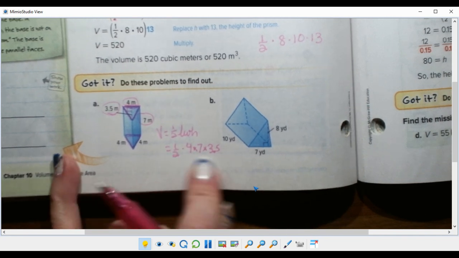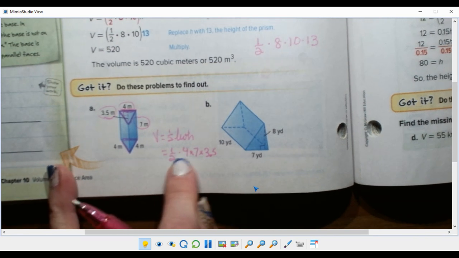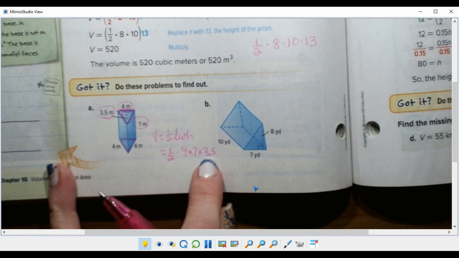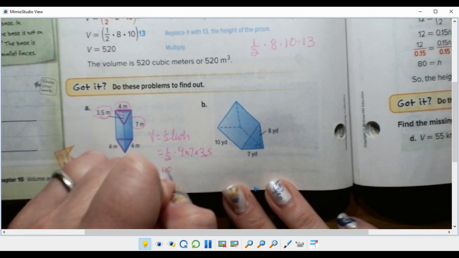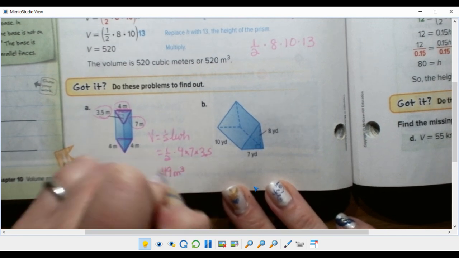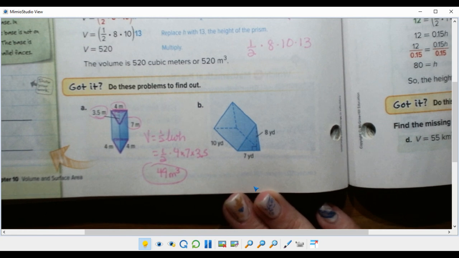Okay, so then I would multiply these across. I'm going to do half of 4 first because it's 2. And then I'm going to do 2 times 3.5 because I can get rid of that decimal. And I know that 3.5 doubled is 7. And then 7 times 7 is 49. So without a calculator, my friends, I know that the volume is 49 cubic meters.